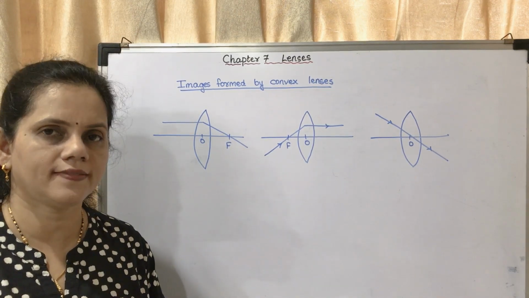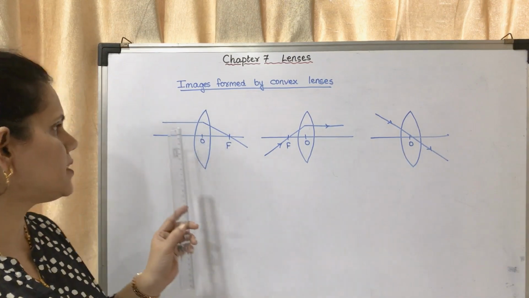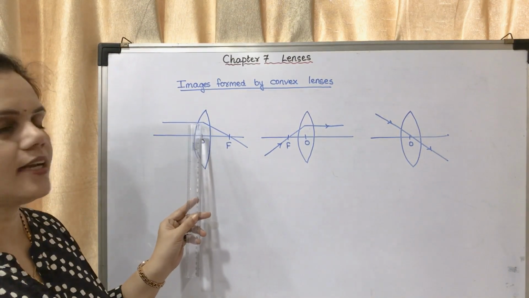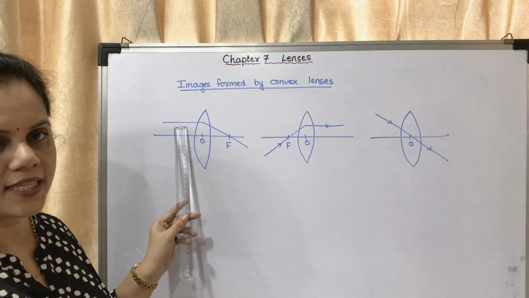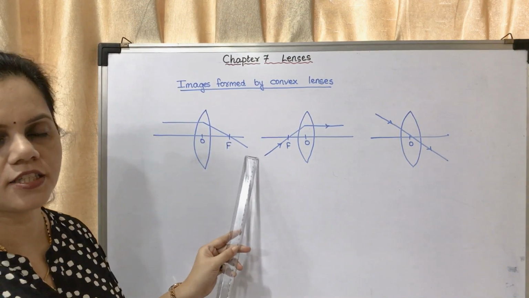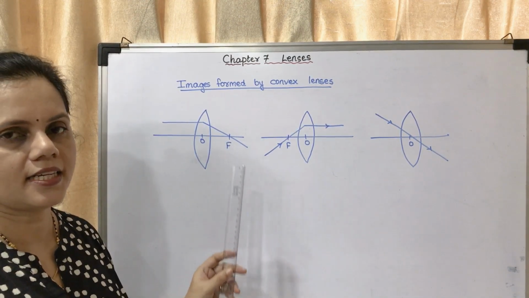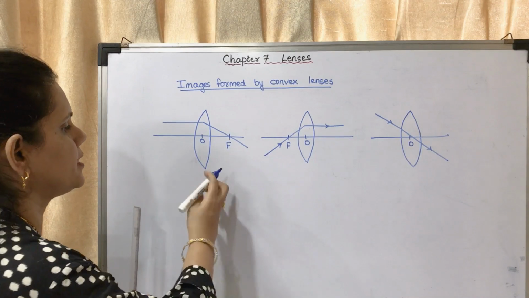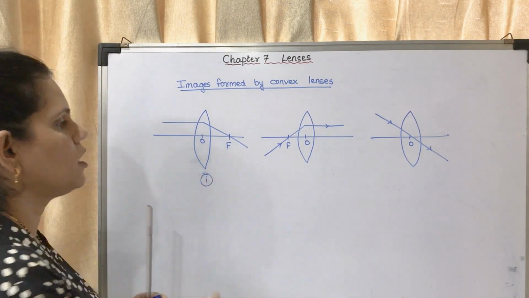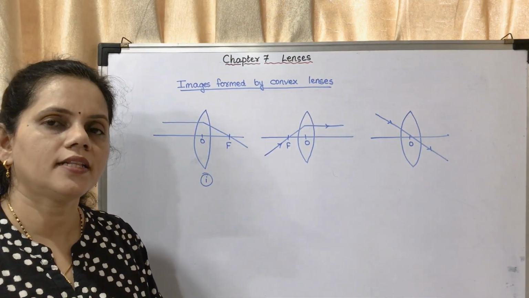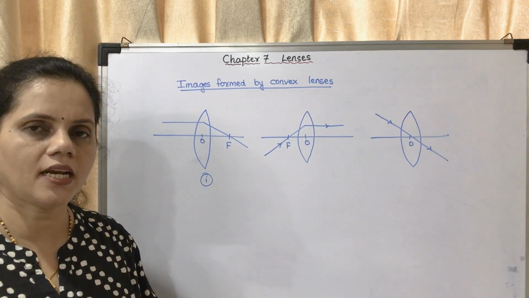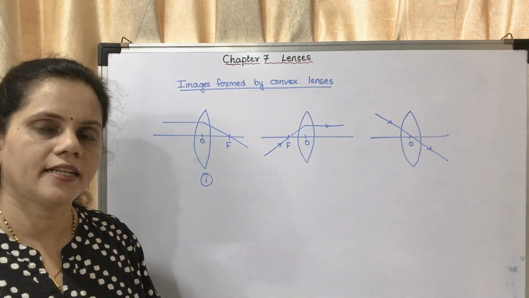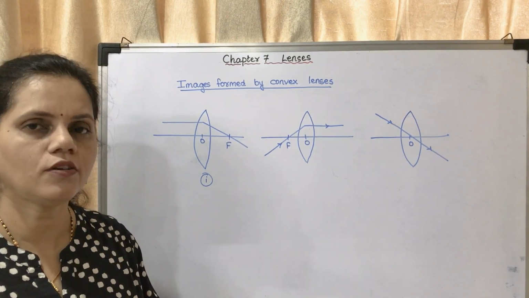Now we will see the 3 rules to be followed while drawing ray diagrams for images formed by convex lenses. The first one is, when the incident ray is parallel to the principal axis, the refracted ray passes through the focus. That is the first one. This is a 3-mark question which is asked. What is the first one? When the incident ray is parallel to the principal axis, then the refracted ray passes through the focus.